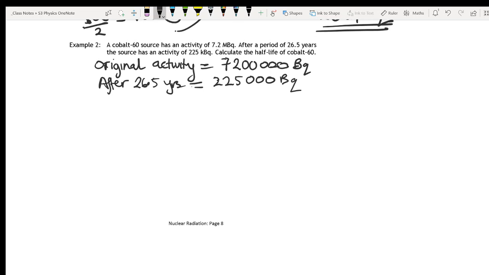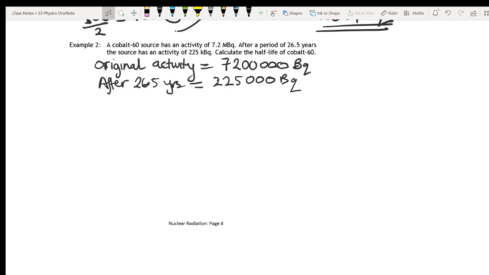So we need to know how many half-lives have passed in 26.5 years. Again, we do the ladder. We're starting off with 7,200,000 becquerels. We divide it by 2 equals, divide that by 2 equals, until we get to our desired number, which is 225,000 becquerels.